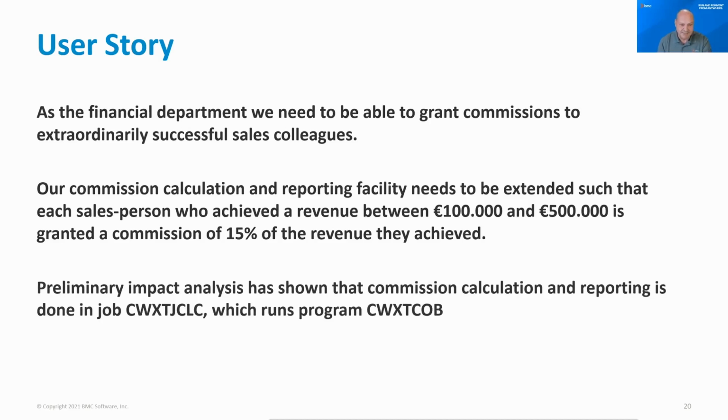What we've seen already is that we've shown that this commission calculation that we're being asked to change is done in the job CWX TJCLC, which in effect runs the program CWX TCOB. We're being asked to facilitate that a salesperson achieving revenue of between 100,000 euros and 500,000 euros will be granted commission of 15%. So Ralph, as a developer, how would you go about this?